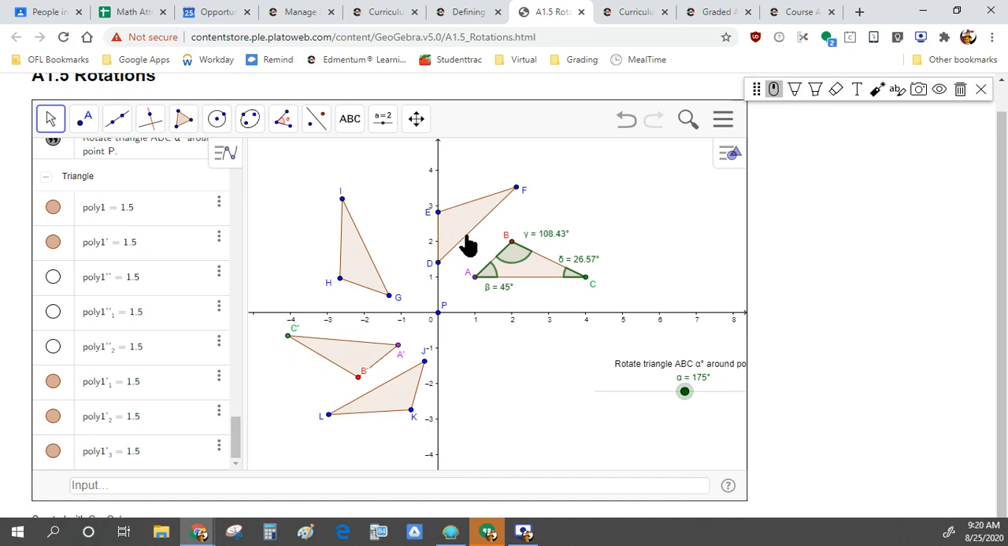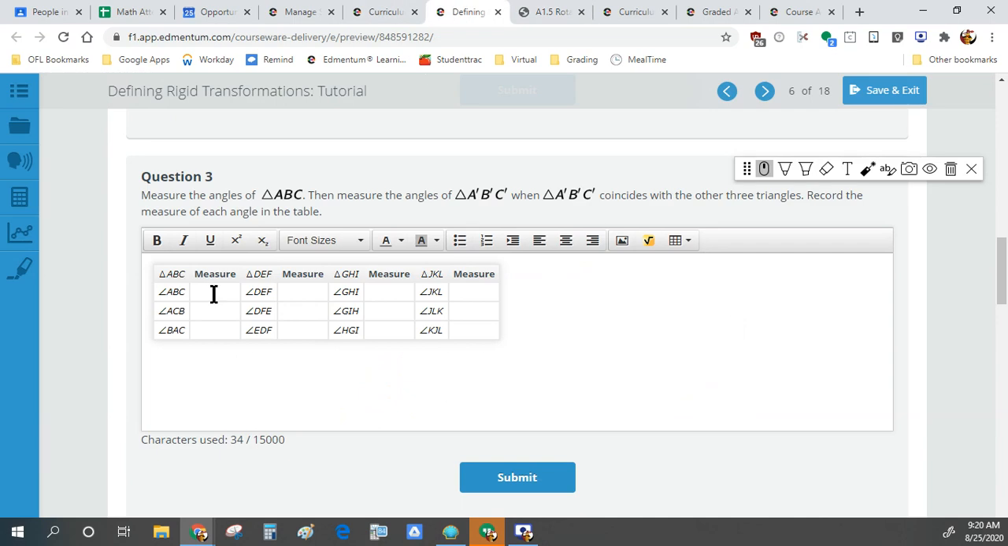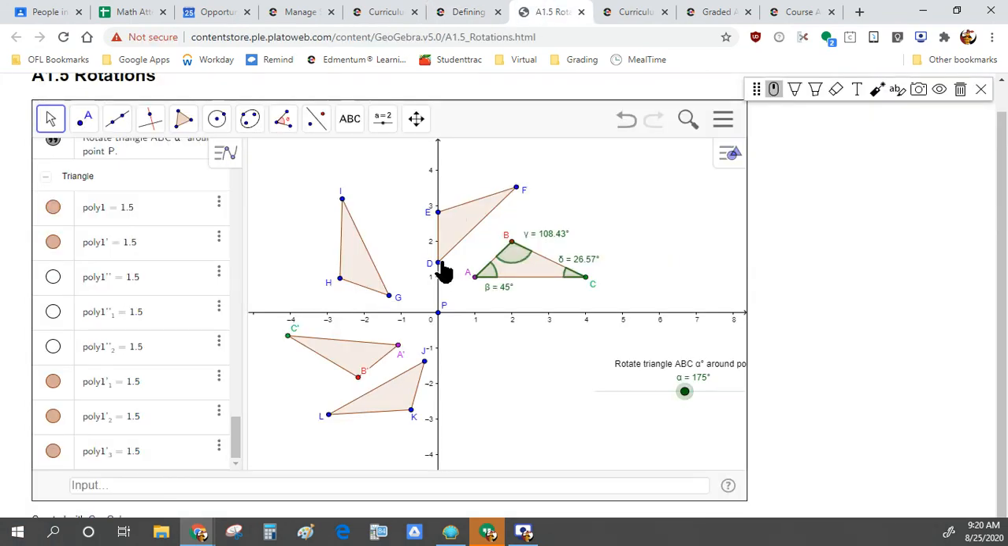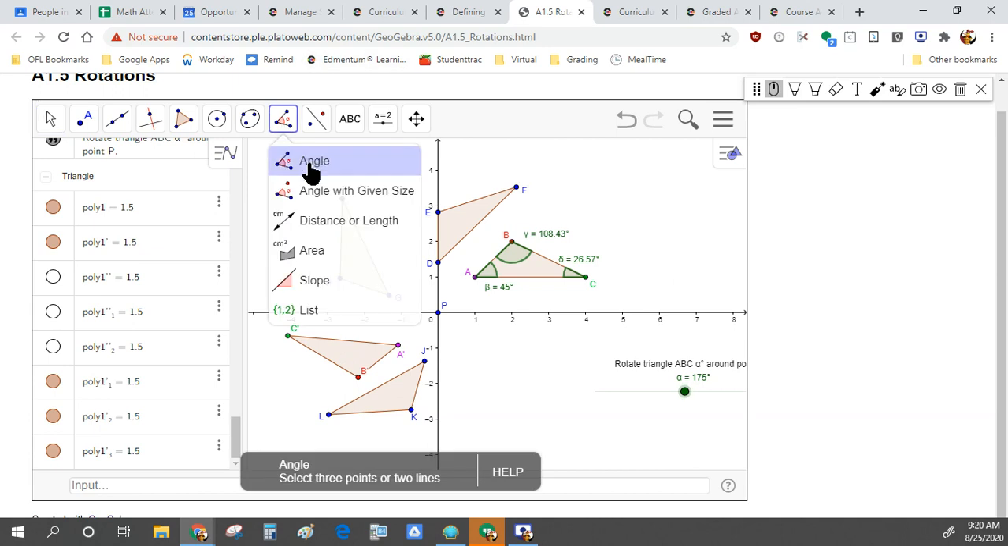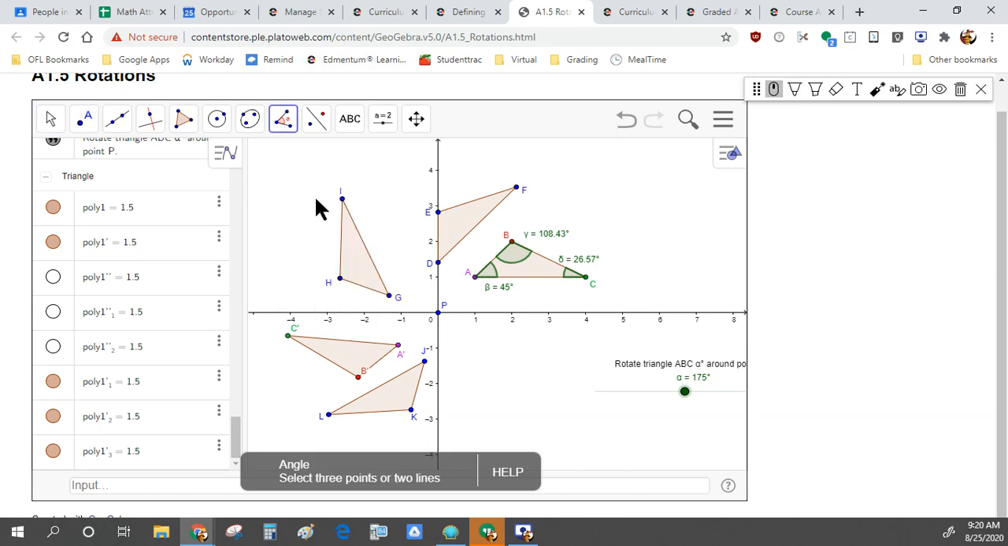So what's nice of what they're letting us do is if we read this, it wants us to compare it to A prime, B prime, C prime. So they're saying instead of taking the measurements of all of these angles, these three angles, then these three, and then these three, just measure these angles. So I'm going to go ahead and do that right now. I'm just going to measure the angles.